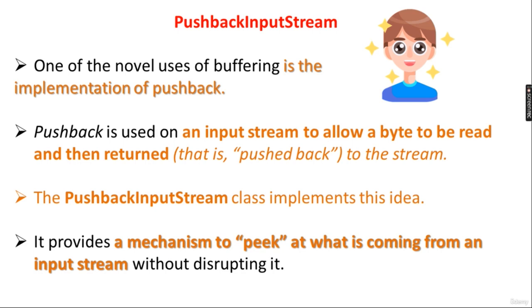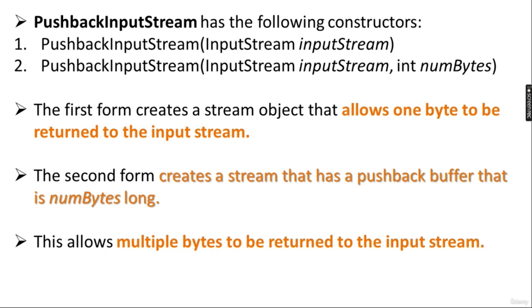The PushbackInputStream implements this idea. It provides a mechanism to peek at what is coming from an input stream without disrupting it. Okay, what does that mean? The input stream allows a byte to be read and then pushed back to the stream object. This class is made specially for that purpose. It provides a mechanism to peek at what is coming from the input stream without disrupting it.